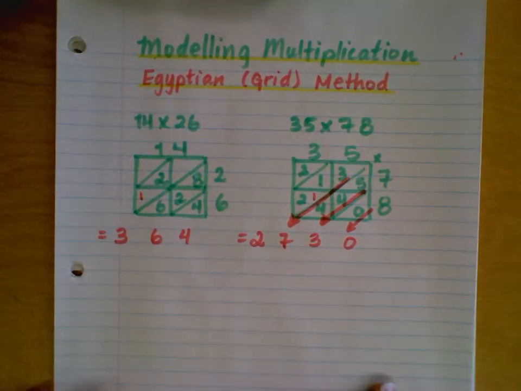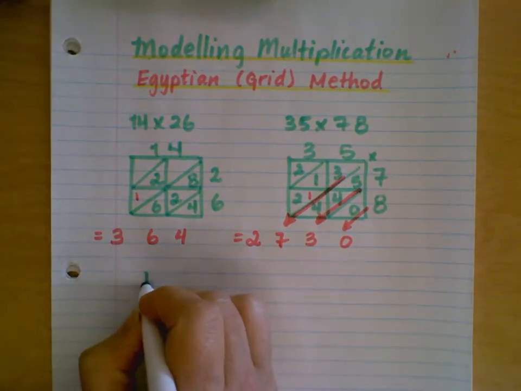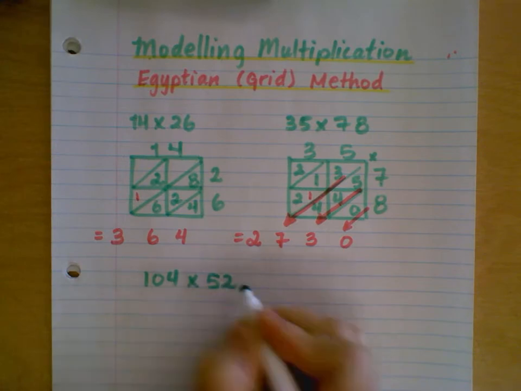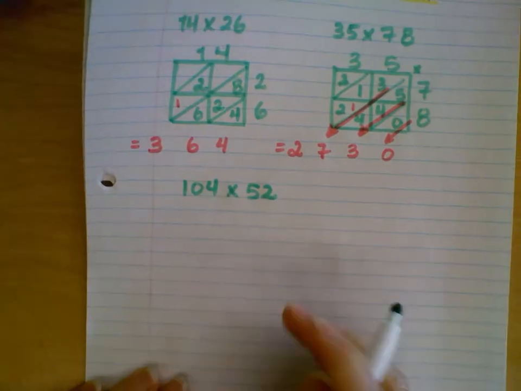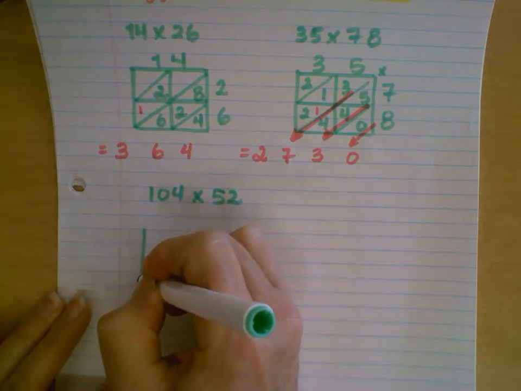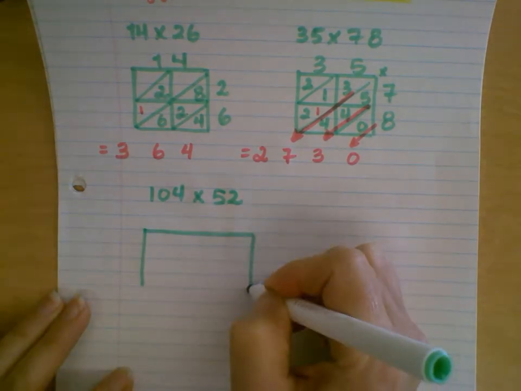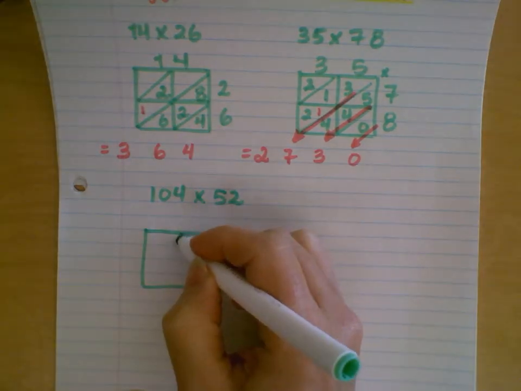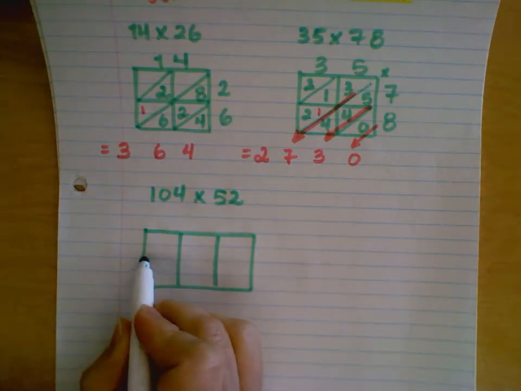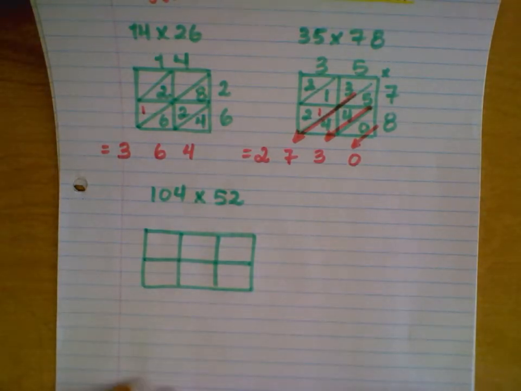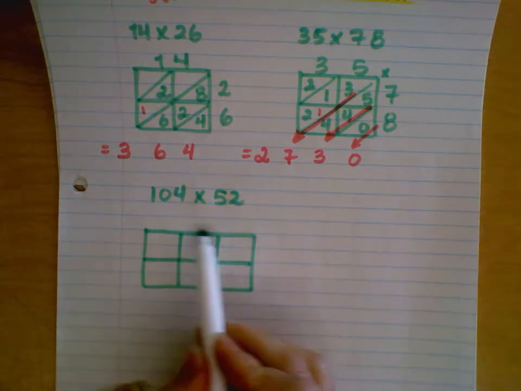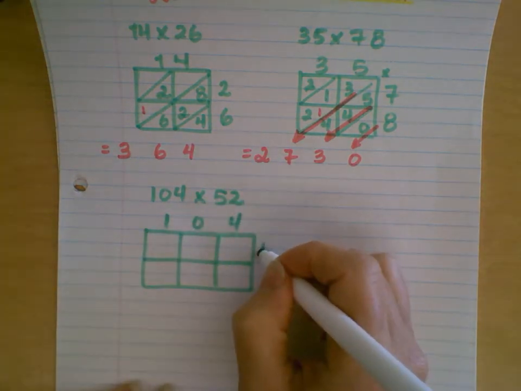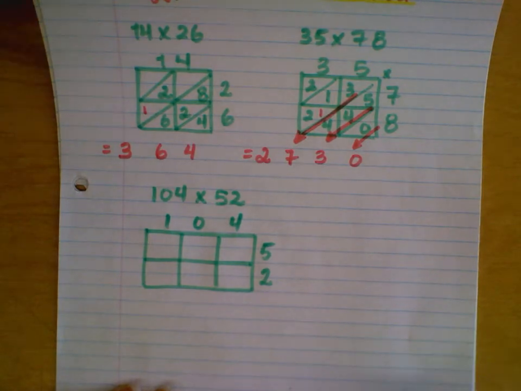All right, let's do one with a few more digits. So we're going to go 104 times 52. So a 3 digit by a 2 digit this time. So this helps with linking to using a lattice or an array and connecting arrays with multiplication. The number of digits is how many columns and how many rows. 104 and 52. This is also called lattice multiplication.